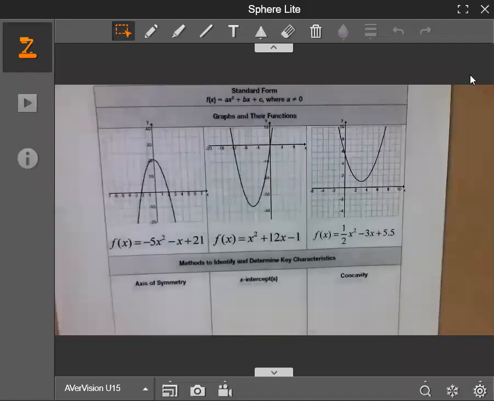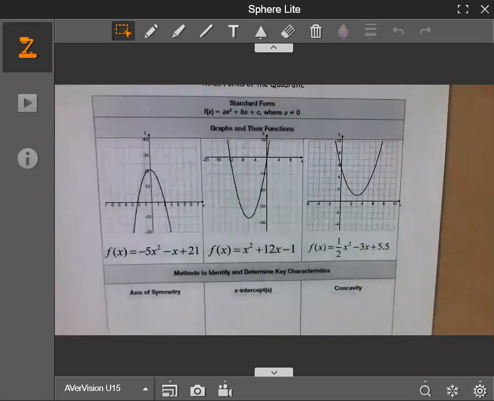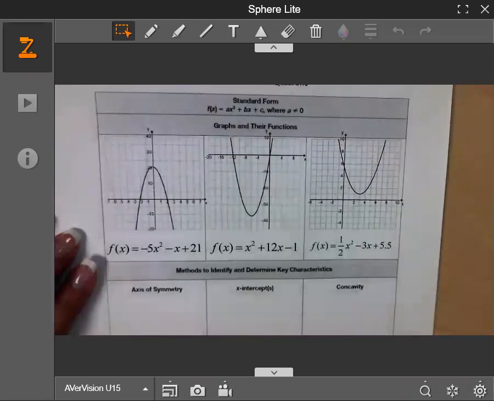Now you are able to get all of the information anyway, regardless of the form that they give you. That's just the easy information to pull from it. So we're going to look at some examples and just show you how to get each one of the attributes from each form. So we're going to start with the standard form here, and I've chosen a couple equations and their matching graphs so that we can look at that.